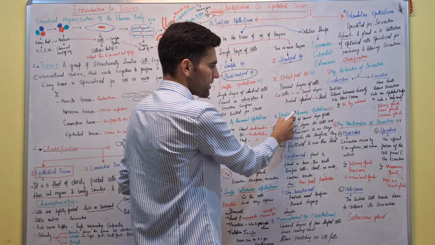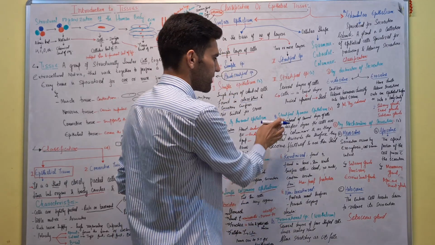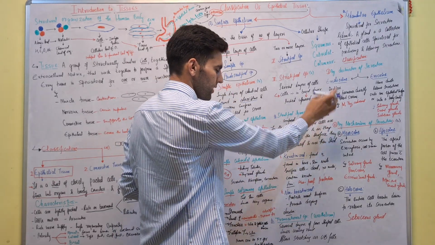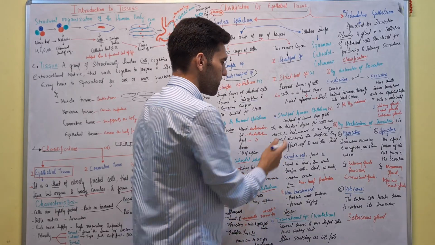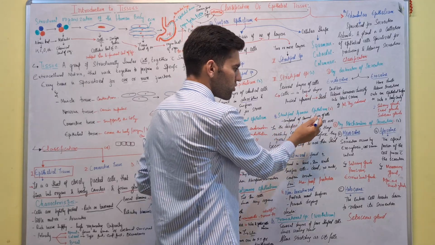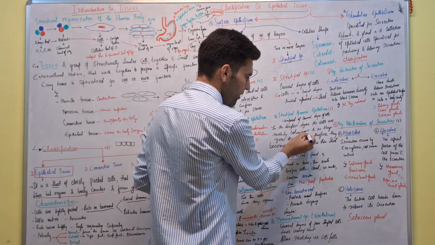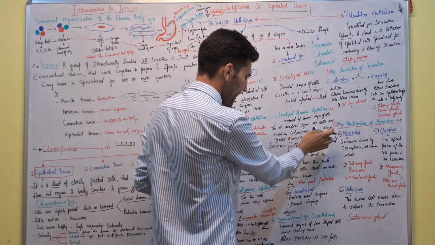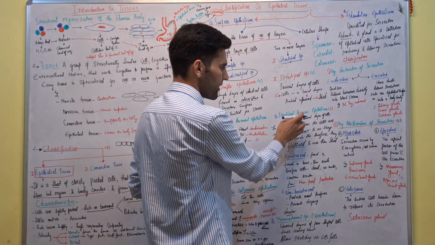First, it has stratified squamous epithelium, while another has transitional epithelium. And stratified squamous epithelium has two further types: keratinized and non-keratinized. What is this? Stratified squamous epithelium is composed of several layers of cells. In the deepest layers, the cells are mainly columnar, and as they grow towards the surface, they become flattened. That is why it is called squamous.